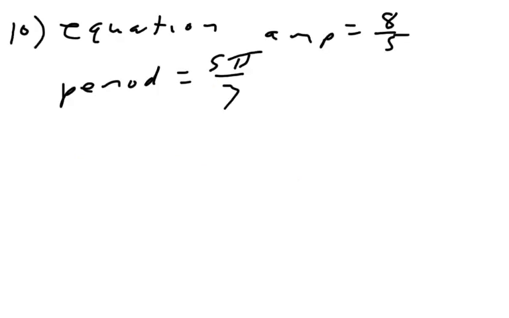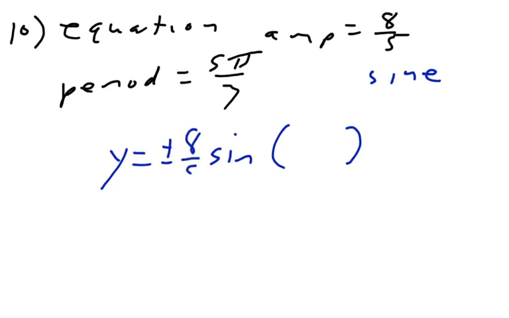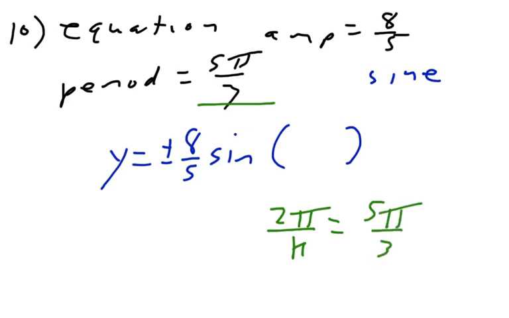Alright, last problem, we're looking for the equation. In the problem it does say sine function, so I'm going to put a sine. I got plus or minus 8 over 5 in front to take care of the amplitude. And for the period, 2 pi over k equals 5 pi over 3.